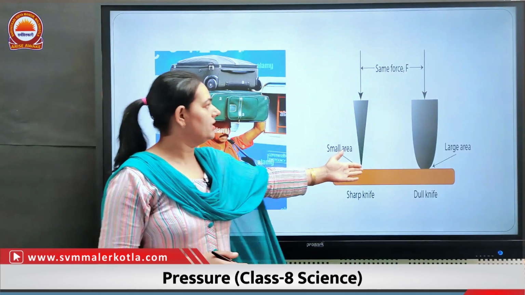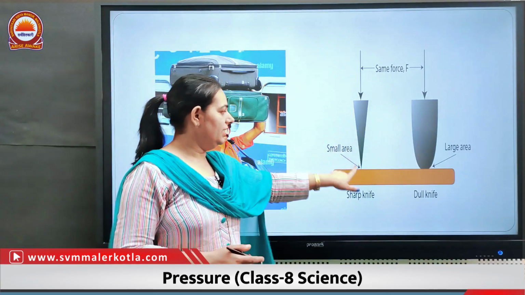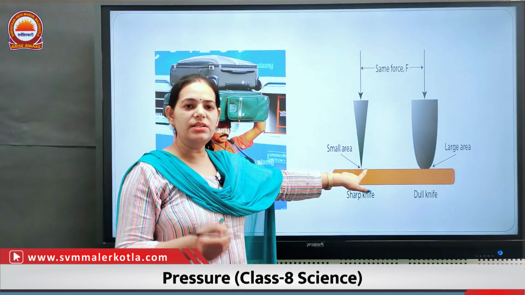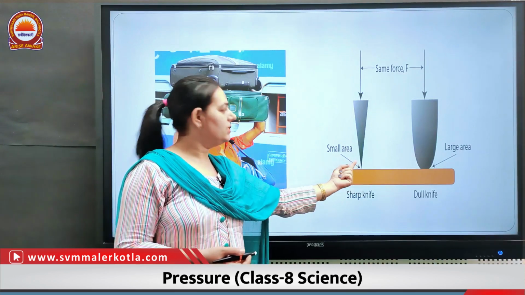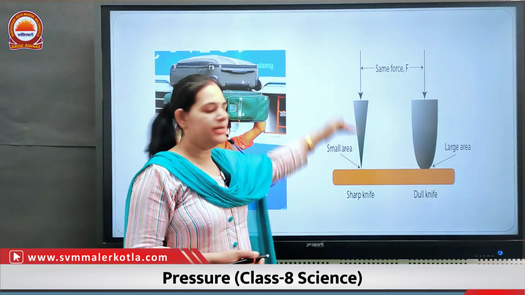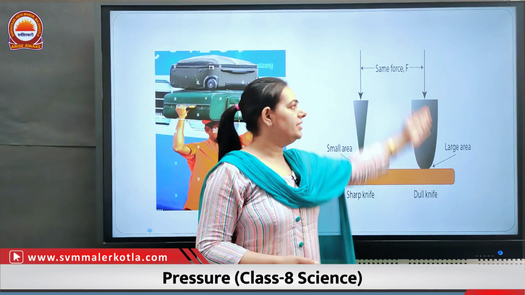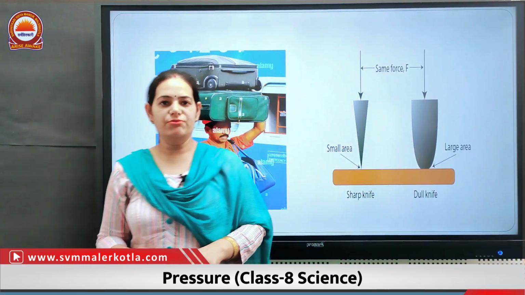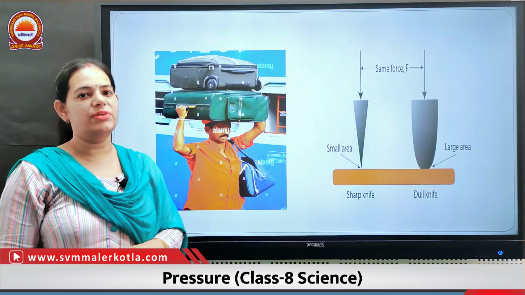And second, you can see here the area is lesser. The things which have sharp edges, having the lesser area, apply more force, and a large area applies lesser force. So this is one example of the pressure.